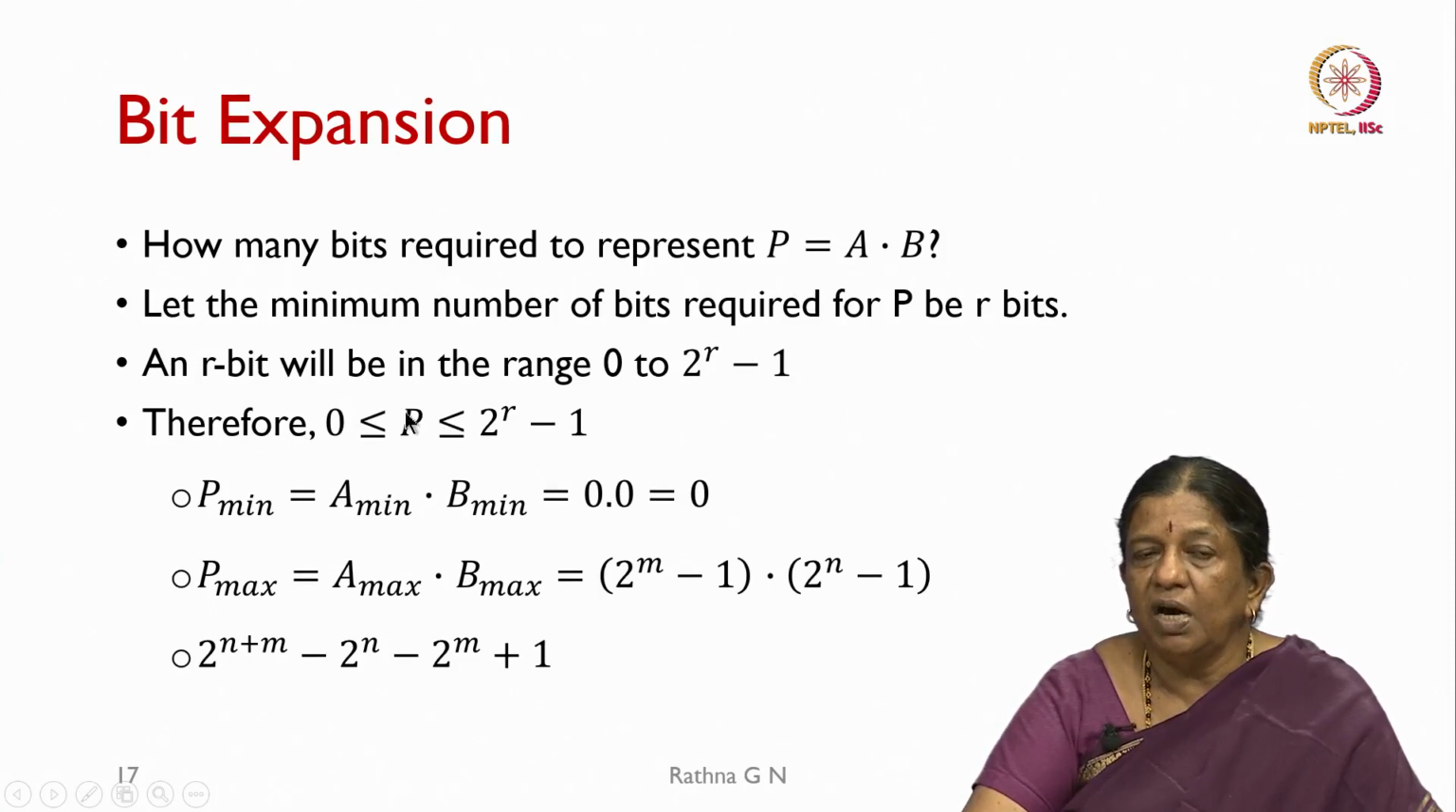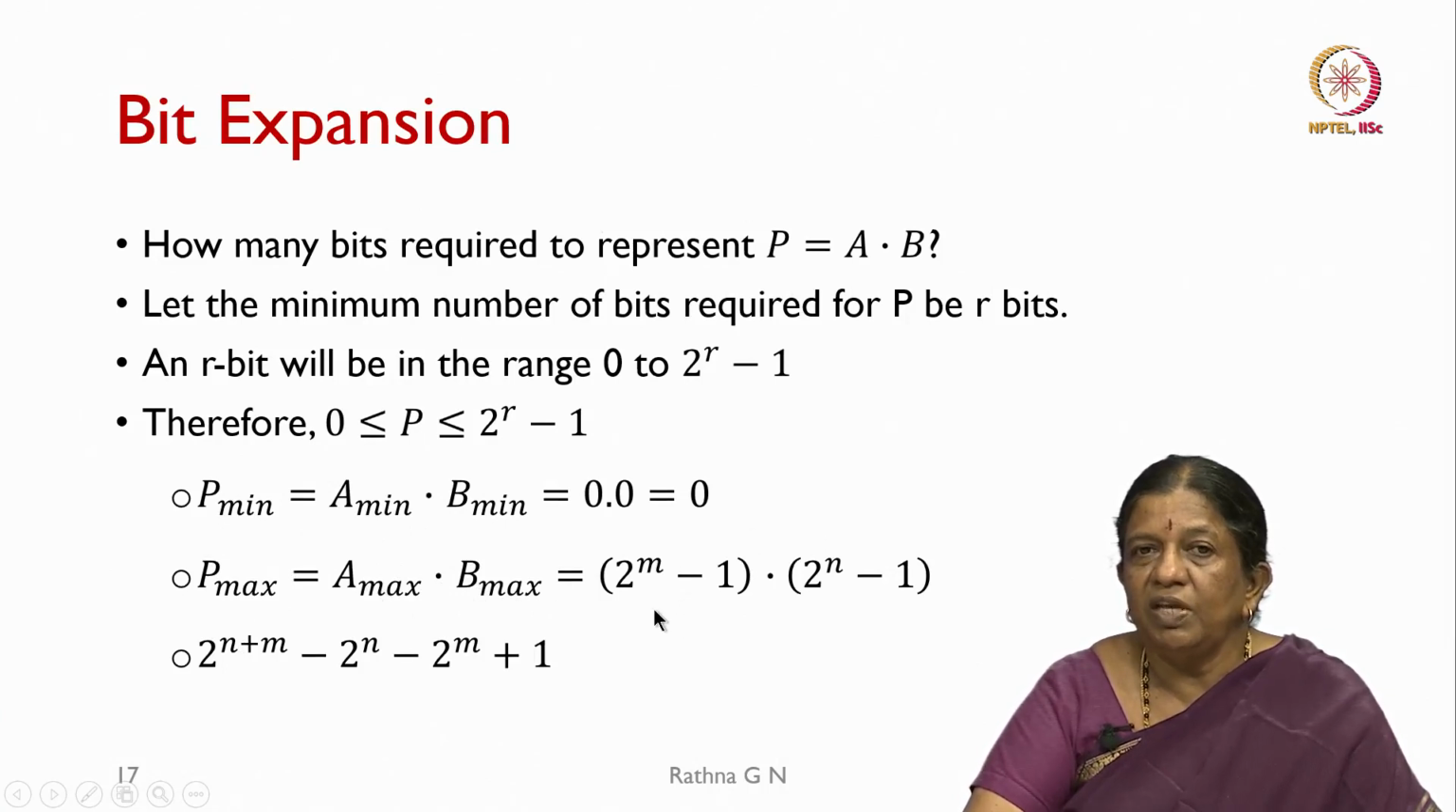Therefore, our P will be in the range between these two. We will see the first P minimum when the A bits are all zeros and the B bits are zeros, then the minimum product will be 0. When will be the maximum? When all A bits are 1s and B bits are 1s, which we call the maximum.